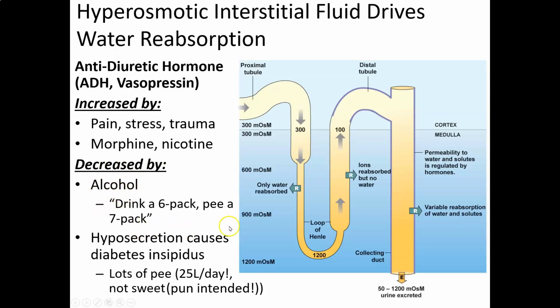When I was in graduate school, I had a professor that said, drink a 6-pack, pee a 7-pack. And the idea is the alcohol has a direct effect on the hypothalamus, which then decreases the release of antidiuretic hormone. You can have increased or decreased release of antidiuretic hormone for a variety of reasons. But one of the things I just want to mention is the hyposecretion.